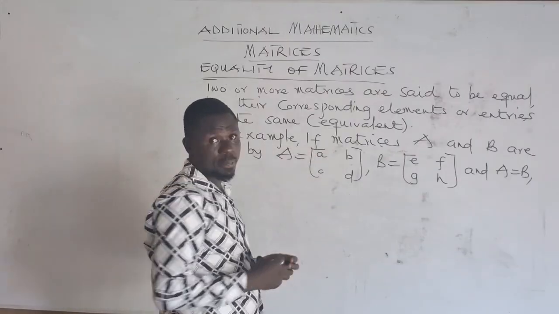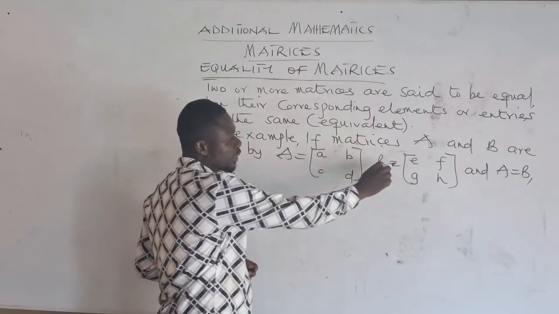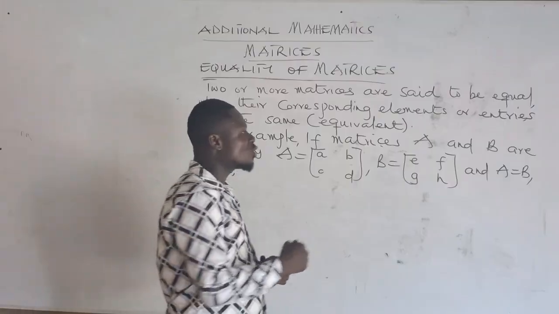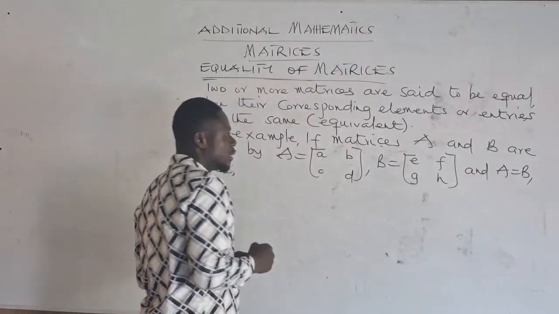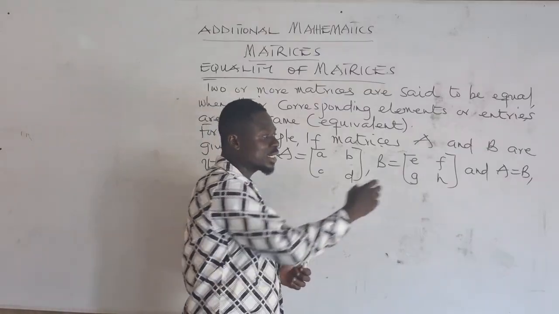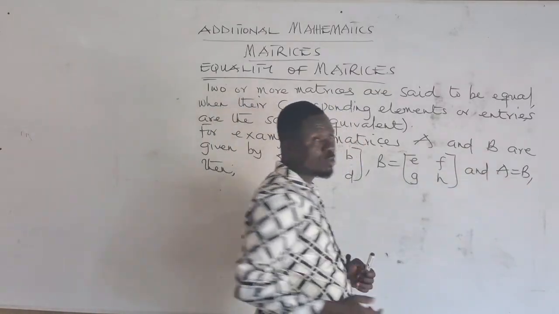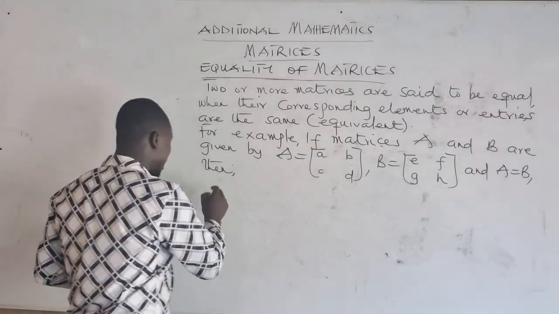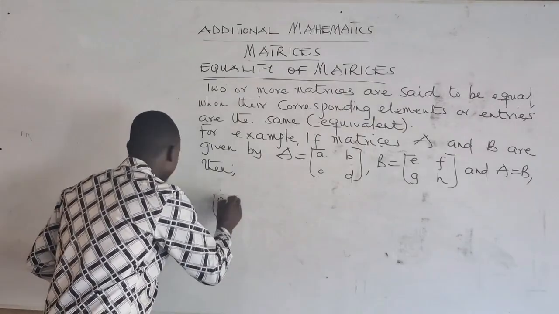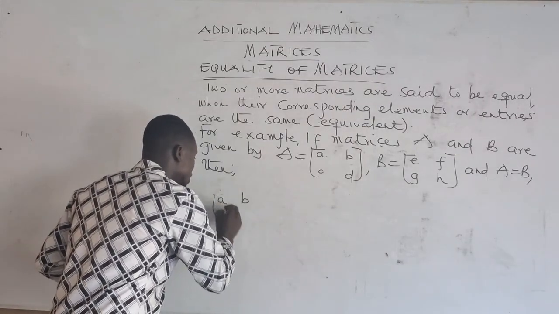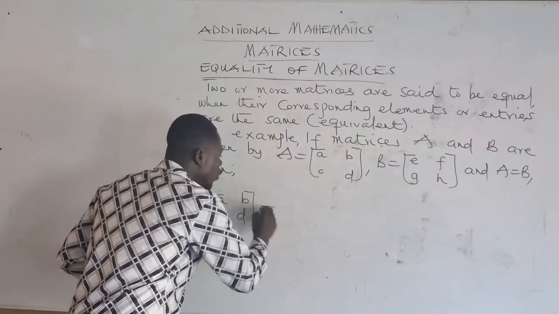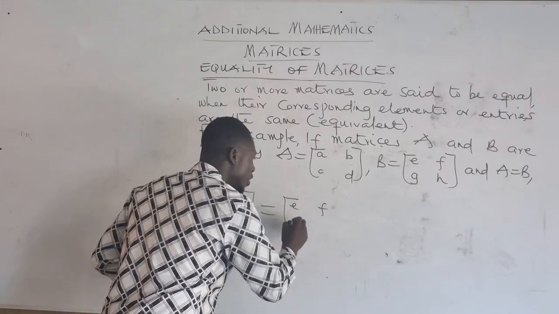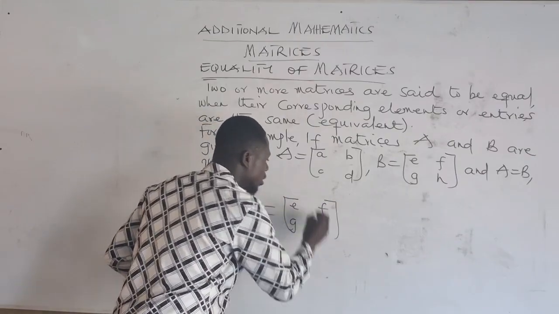For example, if matrices A and B are given by matrix A is equal to a, b, c, d, and matrix B is equal to e, f, g, h, and A is said to be equal to B, then when you look at this, it has been stated clearly that A is equal to B. If A is equal to B, then the matrix A, which is a, b, c, d, should be equated to the matrix B, which is e, f, g, h.